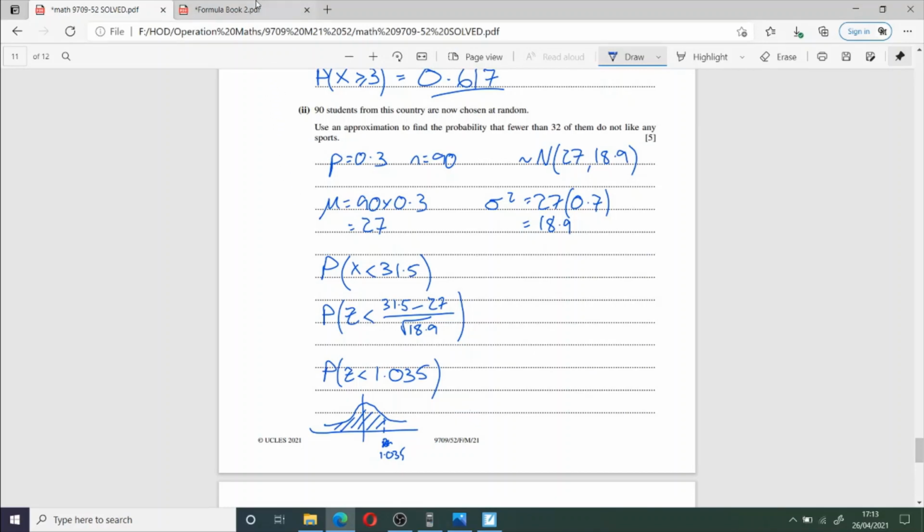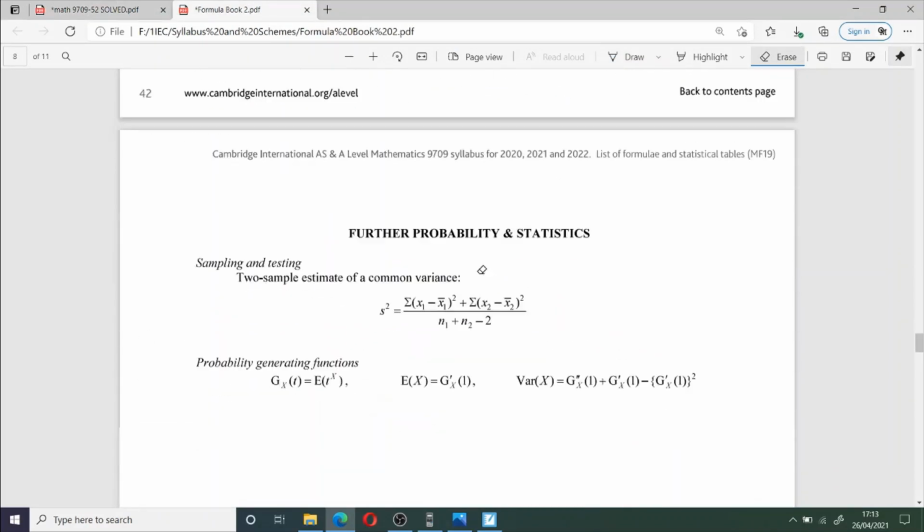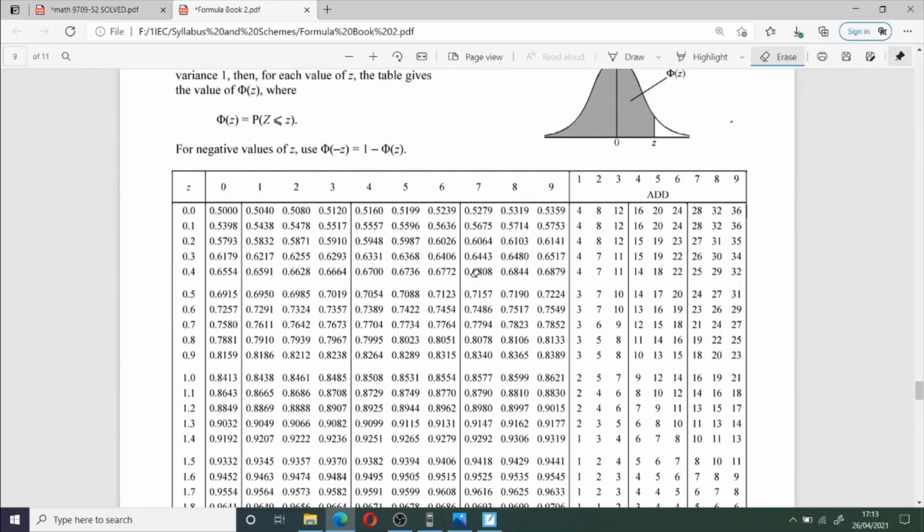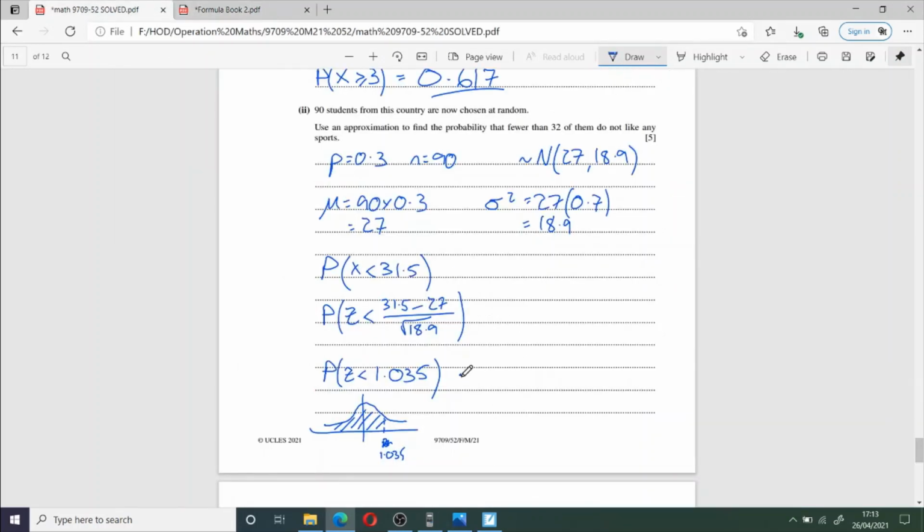So let's go to our tables and look for 1.035. 1.035 is this one. So we're doing 0.8485, add that 12, so 0.8497. So to three significant figures, that's 0.850 to 3SF. Job done.